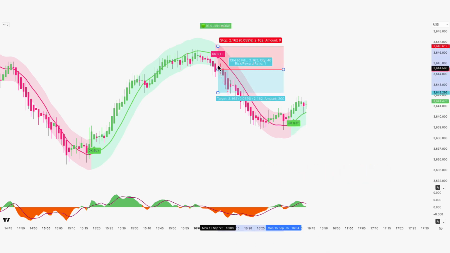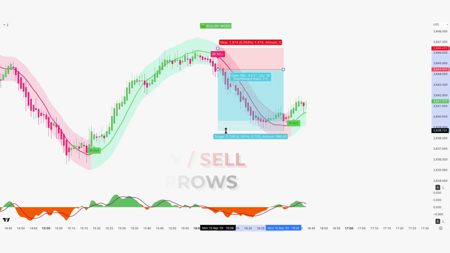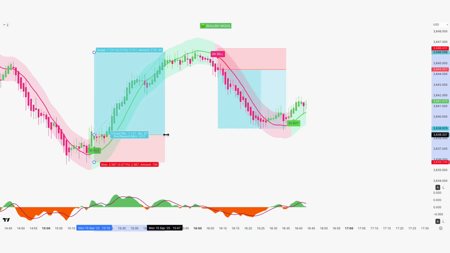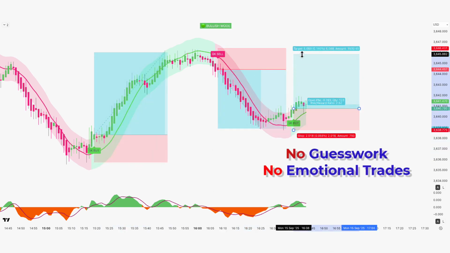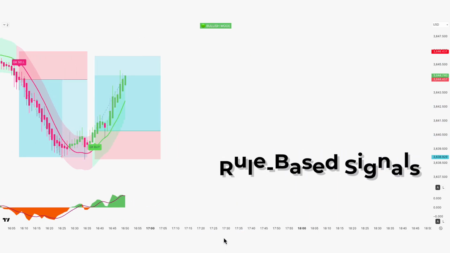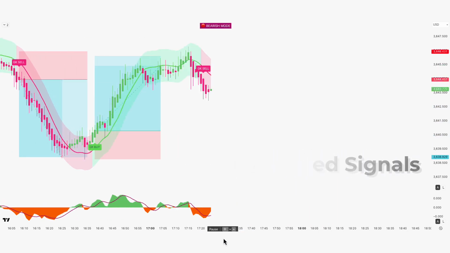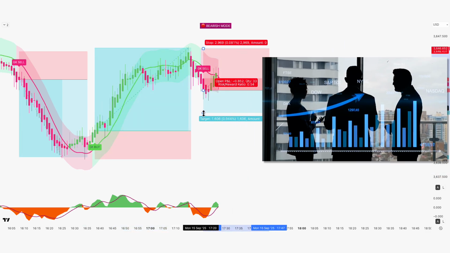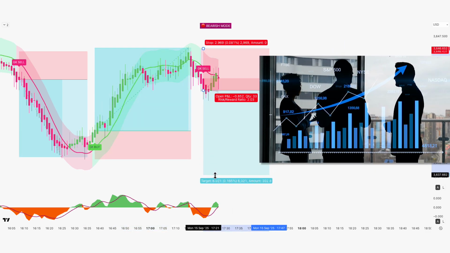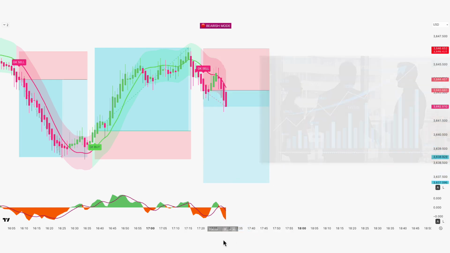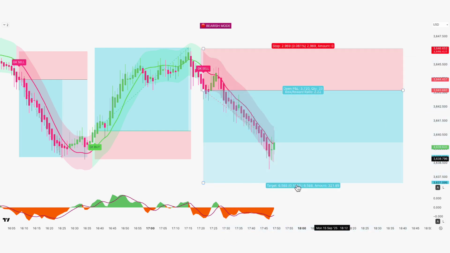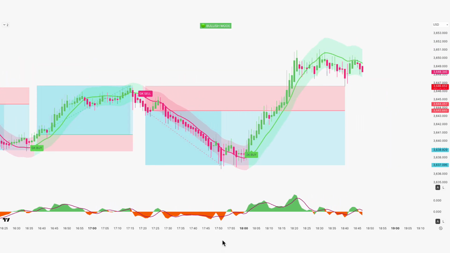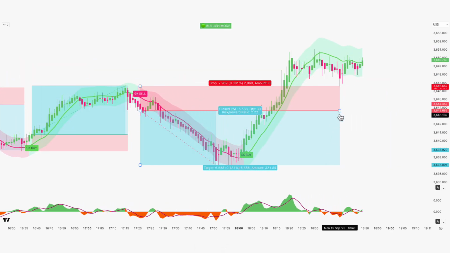This indicator doesn't just show buy and sell arrows. It clearly explains the market trend, momentum, and entry timing, all on a single chart. No guesswork, no emotional trades, just rule-based signals that teach you to wait patiently. In this video, I will show you step by step how this indicator is simple for beginners and powerful for experienced traders. Watch the video till the end because here, not just one indicator, but a complete trading mindset will be explained. Let's decode the chart the smart way.